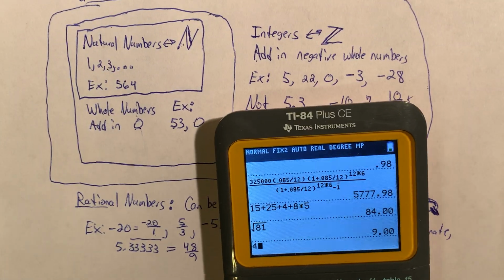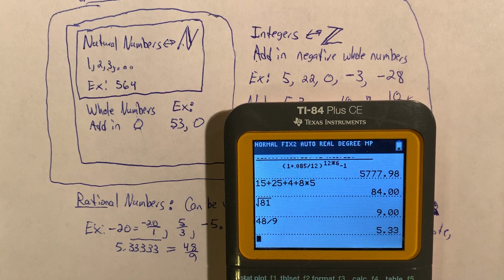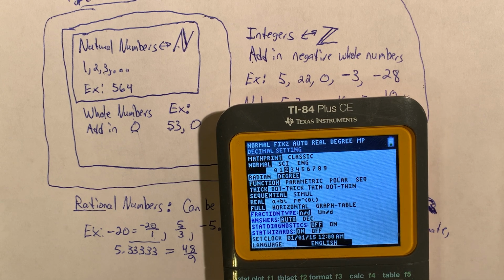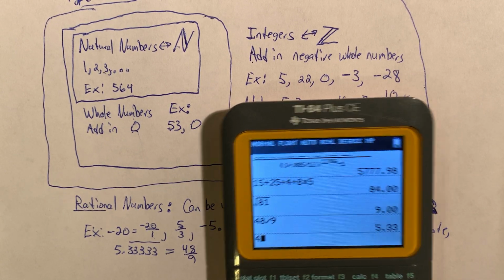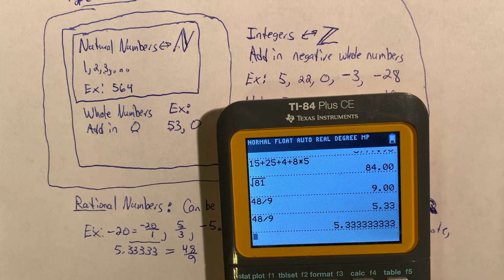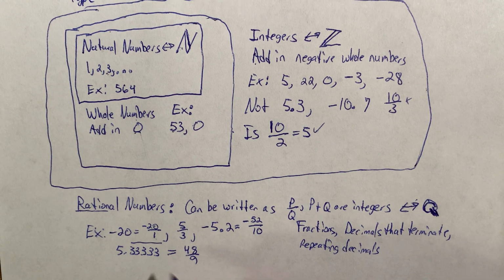There's a way to simplify that. I guess I could have done that. 48/9 is 5.33. Sorry, I have my mode on only 2 decimal places. Let's do it again. 48/9, and there it is. There's that 5.33333. And you can do that for, it doesn't have to be a single repeating decimal.